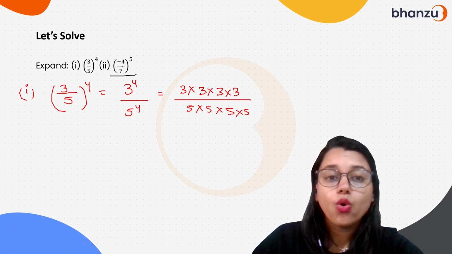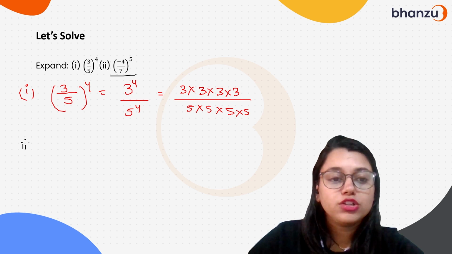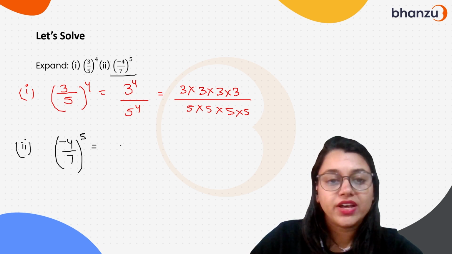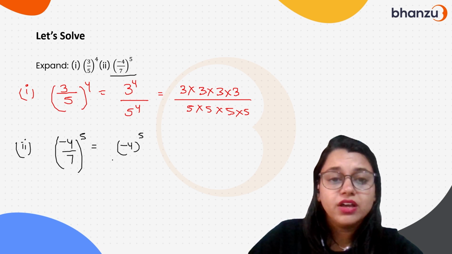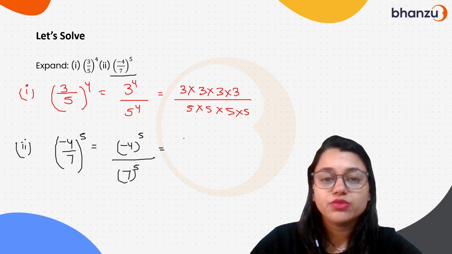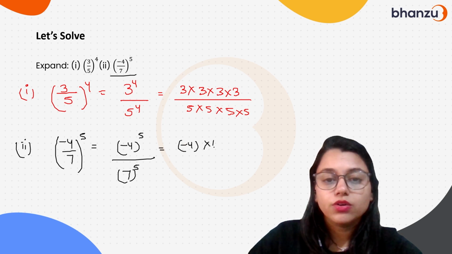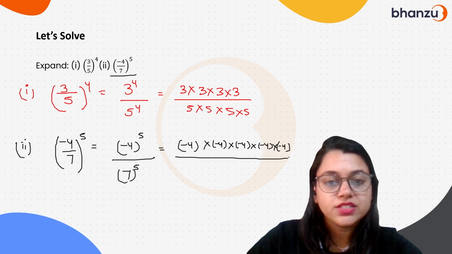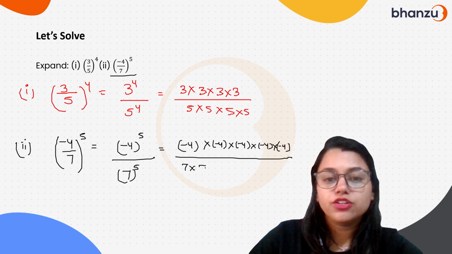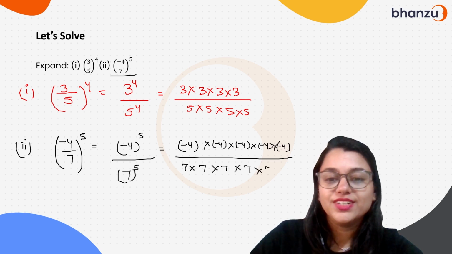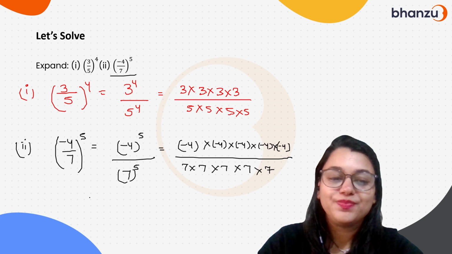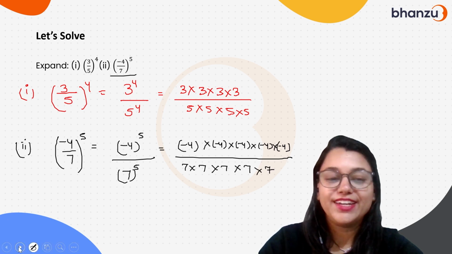Minus 4 by 7 whole raised to the power 5. So in this question also, using the laws of exponent, we can write minus 4 by 7 whole raised to the power 5 as minus 4 whole raised to the power 5 divided by 7 whole raised to the power 5, right? And on expanding this, we will get minus 4 into minus 4 into minus 4 into minus 4 into minus 4. 5 times we have to multiply this. Similarly, in the denominator, we have 7 into 7 into 7 into 7 into 7. So this is the expanded form. Understood? Great. Let us see the next question now.